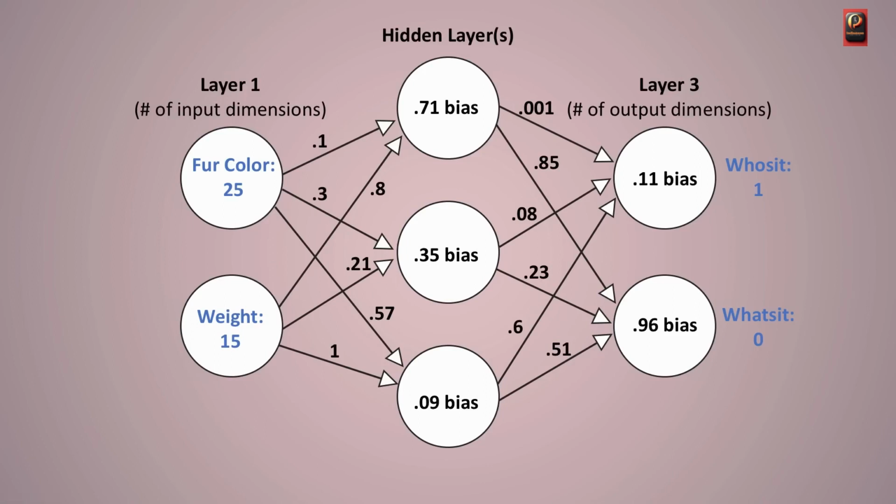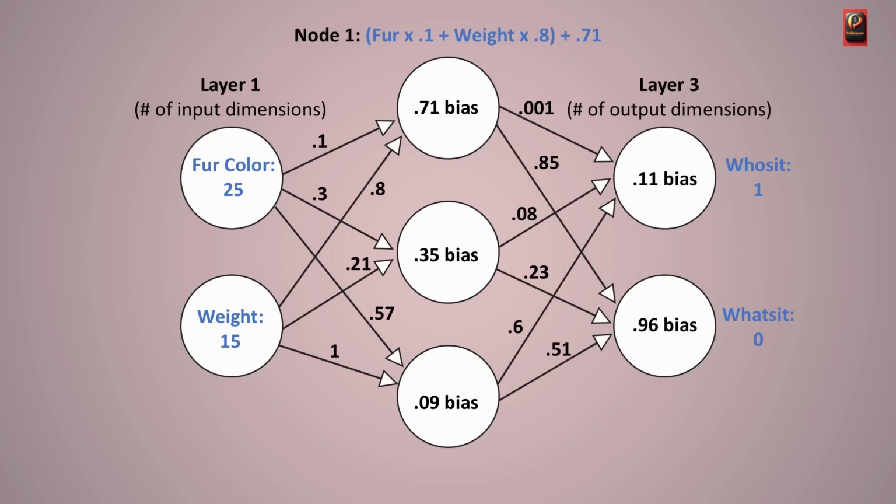So now we start moving these input dimensions through the neural network. It's called a feed-forward neural network for that reason. Basically, we're going to take both of the input dimensions, multiply them times the weight, and then add the bias. So here we go. Node 1 gets fur times 0.1 plus weight times 0.8. See, we have our 0.1 weight and our 0.8 weight. And then we're going to add the 0.71 bias. So that's node number 1.